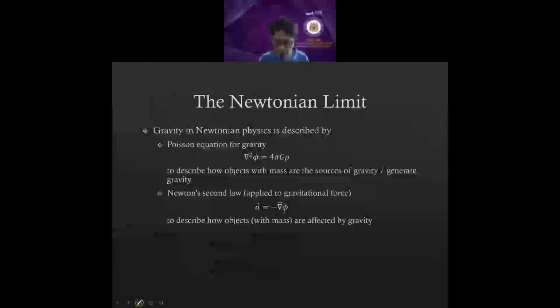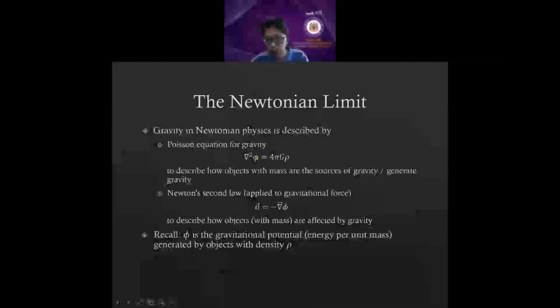Where this rho over here is the mass density. The next one, I don't have to write down. So we have this first equation, and the second equation is Newton's second law, which describes how objects with mass are affected by gravity. In this notation, this phi is the gravitational potential energy for a unit mass that is generated by objects with density rho at the same point.